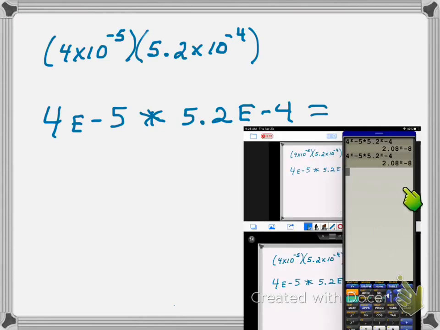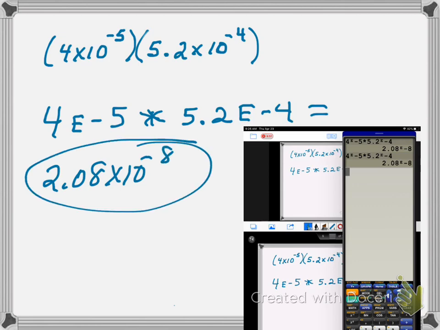All right, and here's a picture of my calculator to show you what it looked like on my calculator screen. The 4, the E, the -5 times 5.2 E to the -4. And this is the answer we got, 2.08 E -8. And so that would mean 2.08 times 10 to the -8th power. And that would be your answer.